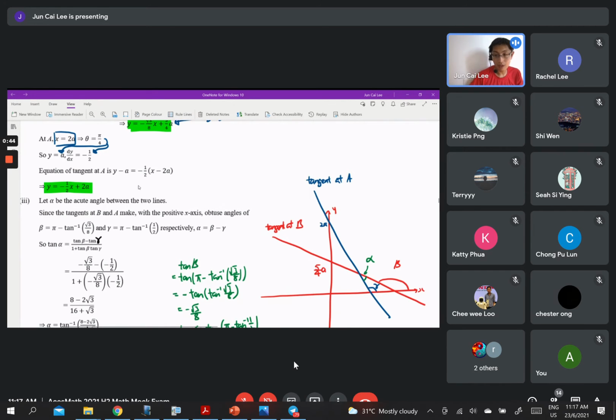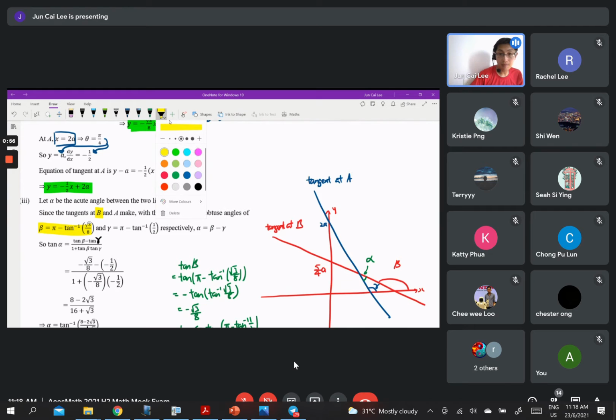Your gamma, the beta is the angle that the tangent at B makes with the x-axis, whereas the gamma is the angle that the tangent at A makes with the x-axis as well. But that's not what you want to find. What you want to find over here is alpha, which is the angle between the two lines.